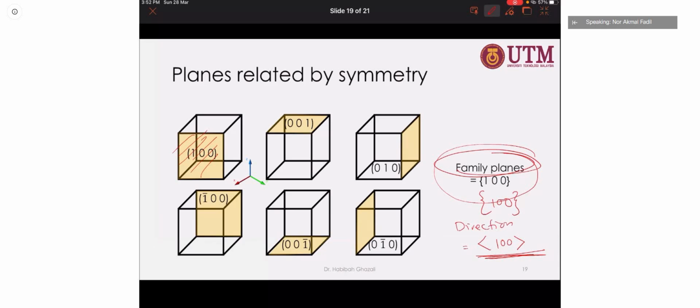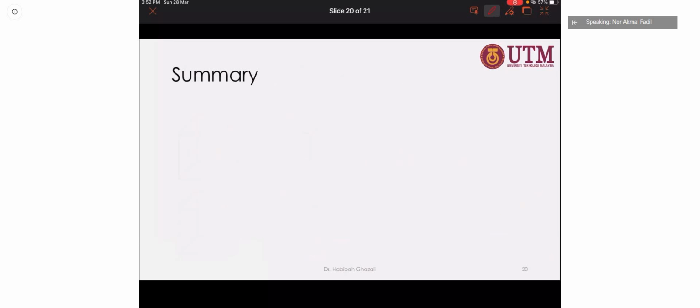So that's the reason why the Miller index is very important. It's like a method to quantitatively identify or characterize materials. Okay, I think that's all for this topic.